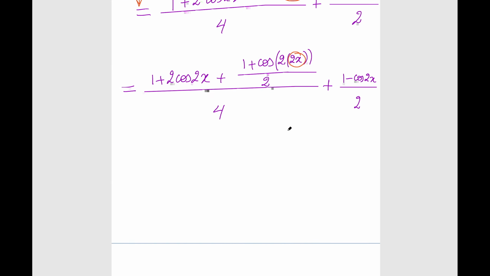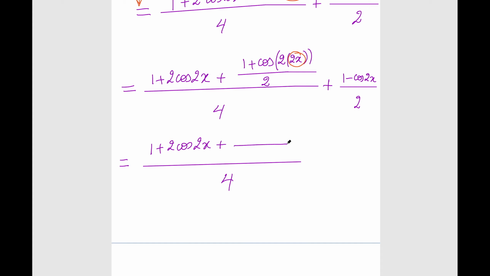So what do we have at this point? Everything here in the first quotient is over 4. So I have 1 plus 2 cosine 2x plus 1 plus cosine 4x over 2, plus that guy.